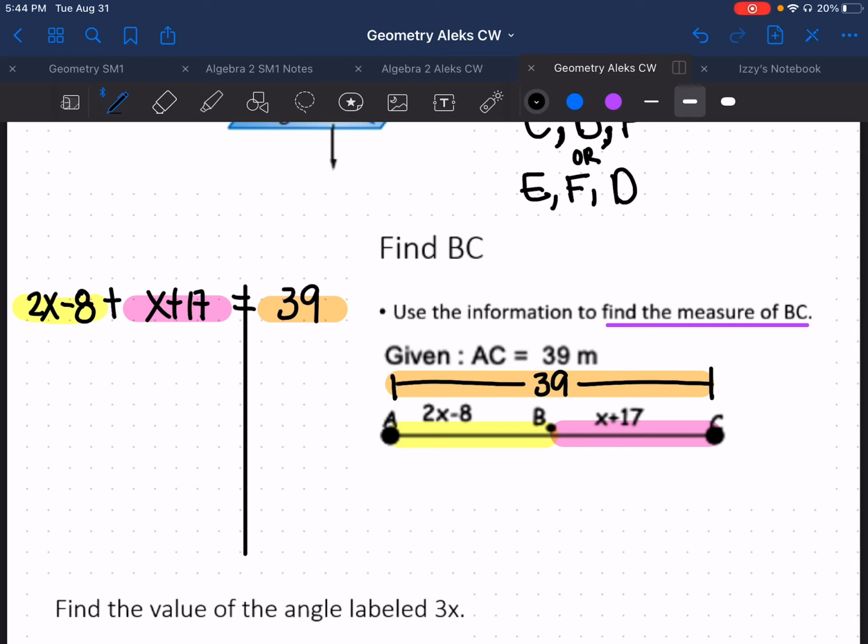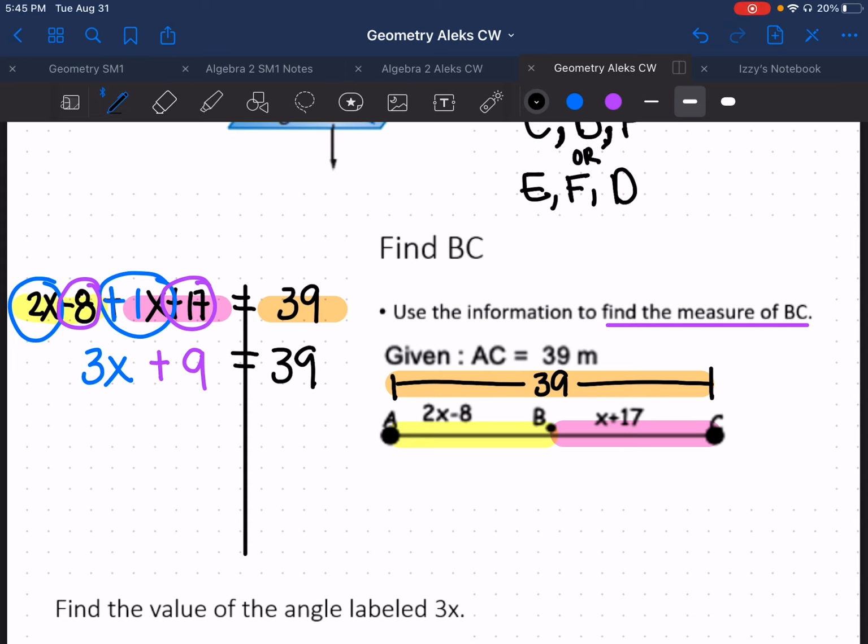All right, the first thing I'm going to do is combine my like terms. Remember, the x's get combined together. Combined means we do what we see. We do the operation that we see. So it's 1x plus 2x, which is 3x. And then I can go ahead and do my negative 8 plus 17, which gives me 9. So I'm going to put plus 9 equals 39. There was no distributing to do first, so I went straight into combining my like terms.